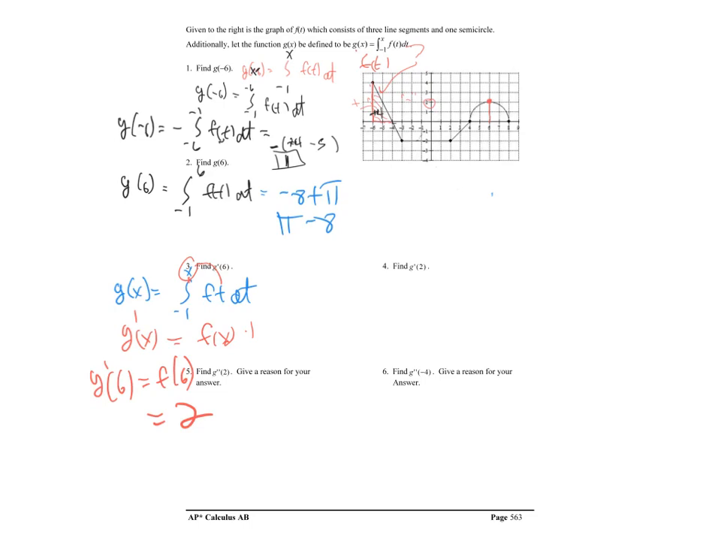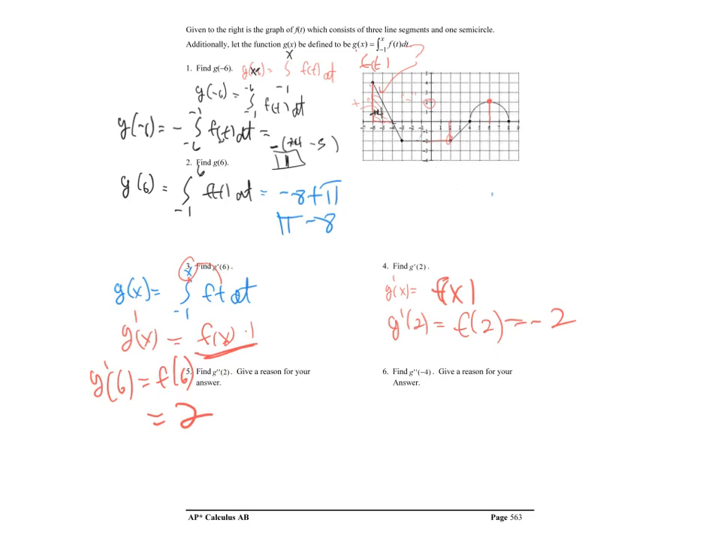G prime of 2. Let's not do all the work again. We already know that g prime of x was equal to the same thing as it is over here, f of x times 1. So g prime of 2 just means what is f of 2? Go up here. f of 2 is right here, negative 2. So that's not too bad.